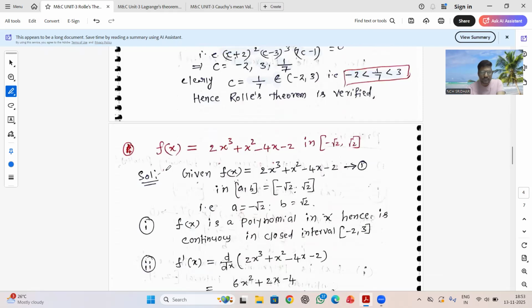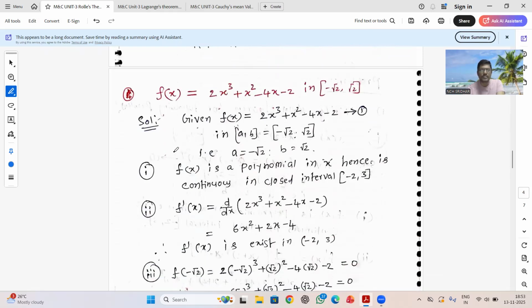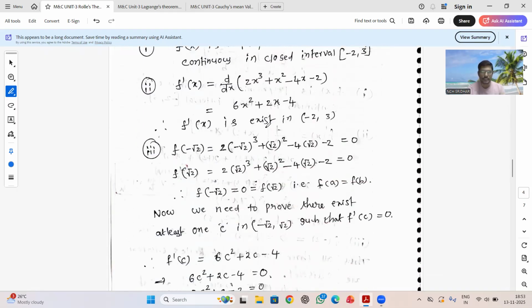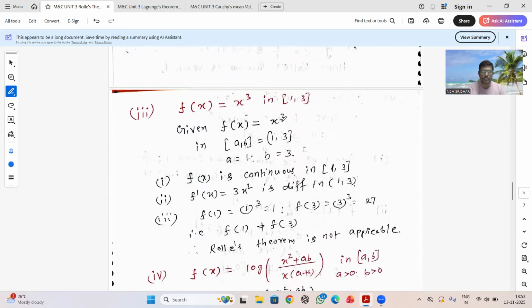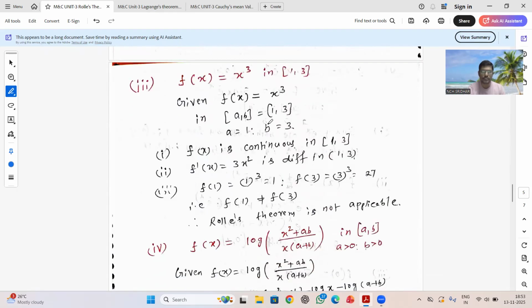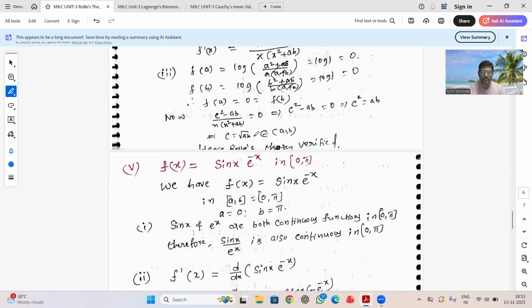Now, one more problem I have given in this PDF. f of x is equal to 2x cube plus x square minus 4x minus 2. So, please try this problem on your own. This is also a polynomial. And I have given one more problem, f of x is equal to x cube in (1, 3). This is also a polynomial. So let us try this type of problems. I have given solutions also.